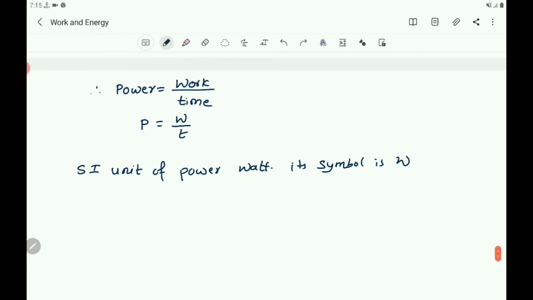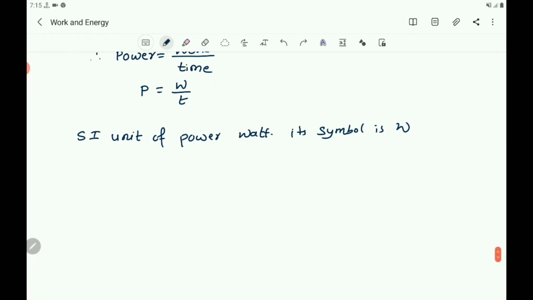Then how will you define 1 watt? Definition of 1 watt.